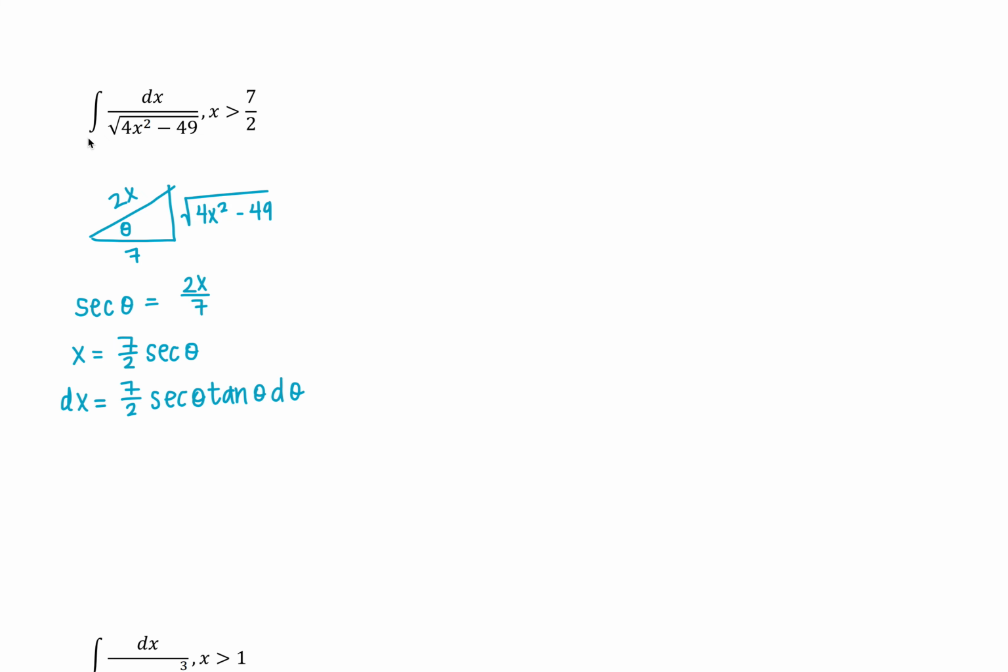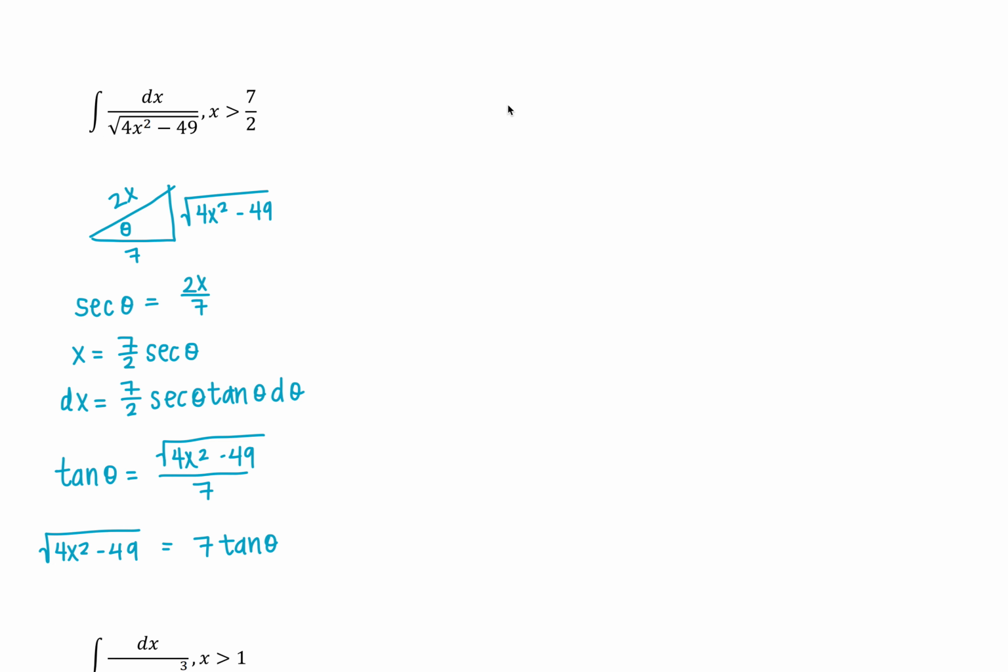Now I'm going to deal with the radical. If I look at tangent theta, I've got the square root of 4x squared minus 49 over 7. I can solve that for the radical just by multiplying both sides by 7. So the square root of 4x squared minus 49 is equal to 7 times tangent theta.